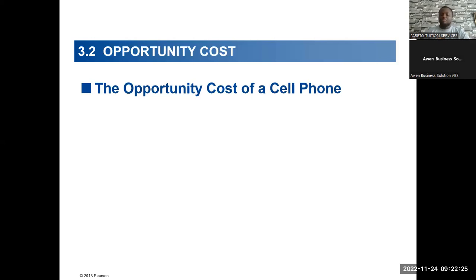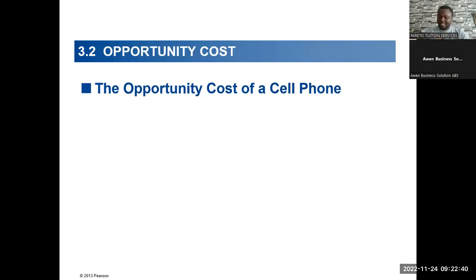But if, when we're producing 5 units of DVDs and 5 units of cell phones, there was no idle resource, we are using up all the resources that we have, then it means that we are producing efficiently.